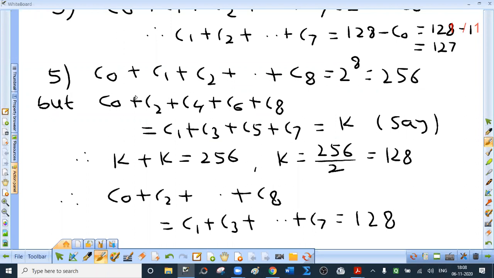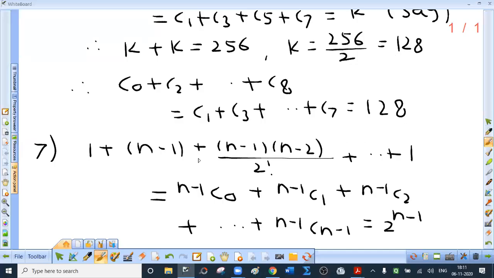Now left hand side can be written as what? C0 plus C2 up to C8, that is sum of even binomial coefficients plus sum of odd binomial coefficients, but each sum is the same. Let each sum be k, so that left hand side is actually k plus k, that is 2k equal to 256. So what is k? 128. So sum of binomial coefficients with even suffixes is the same as sum of binomial coefficients with odd suffixes, and each sum is 128.